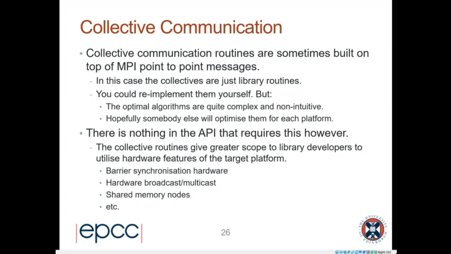Barrier synchronization may be supported in the hardware, as may broadcast and multicast. On shared memory nodes, you may be able to do direct memory copies. So you can imagine that if you're doing a broadcast, the most efficient way to do it is to use a hardware broadcast across the network, and I'll come back to that question, and then locally, only to one process on each node, and then you do memory-to-memory copies.